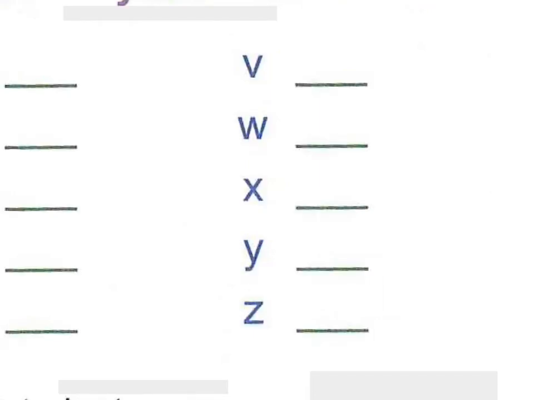V, v, v, w, w, w, x, x, x, y, y, y, z, z, z. Let's do it again. V, w, x, y, z. Those are your consonant sounds.